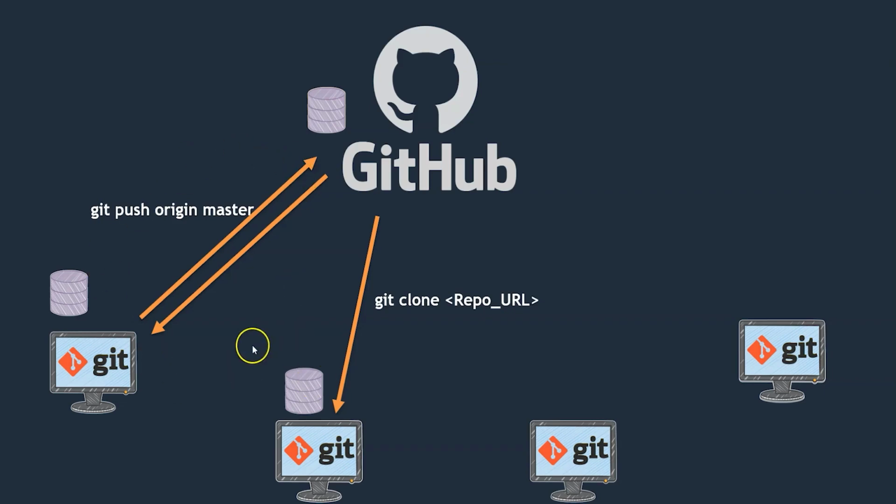Now everybody's code is updated. So this is how GitHub helps us share code among the developers who are working on the same project. Now let's try the same thing.